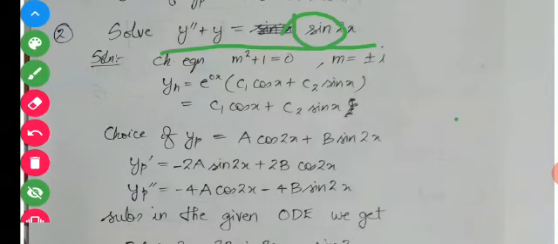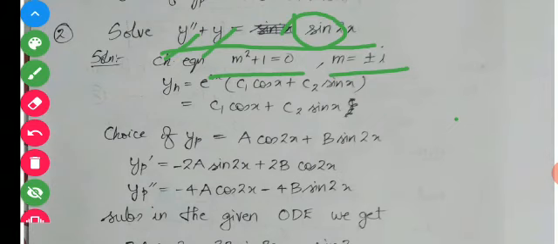You have to write the characteristic equation. For writing the characteristic equation, you have to replace y with 1, y dash with m, and y double dash with m square. So your characteristic equation comes out to be m square plus 1 equal to 0. And the roots of the characteristic equation are m is equal to plus or minus i. So you are having complex conjugate roots.